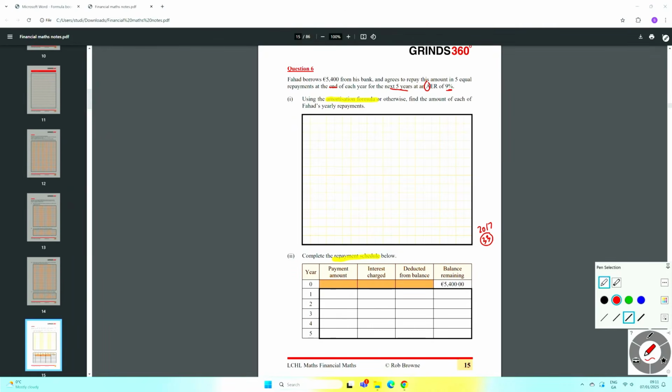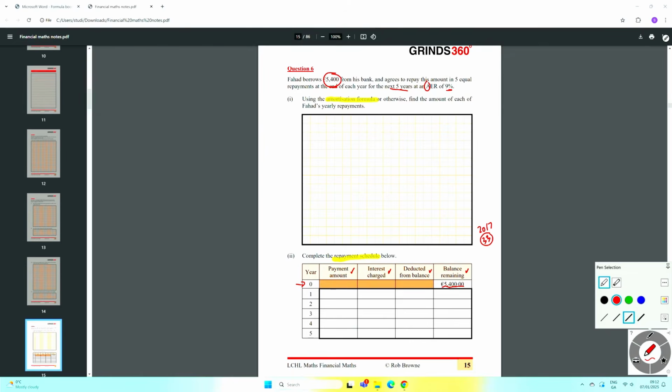And it's not a difficult calculation, but the students struggle with it because I think a lot of students hadn't been shown how to do it. All right? So your table looks like this. You can see the 4 columns here: the payment amount, the interest charged, the amount deducted from the balance, and the balance remaining, right? At the beginning of year 1, that's year 0 if you like, that's when Fahad gets his loan, so he now owes the bank 5,400, the amount he borrowed, right?